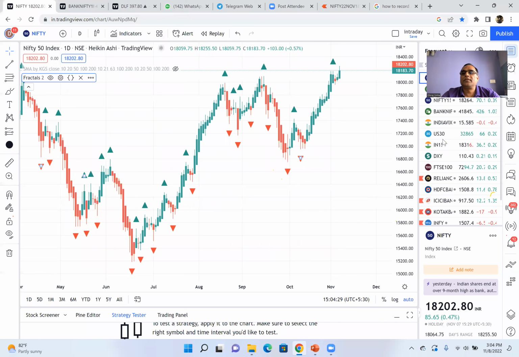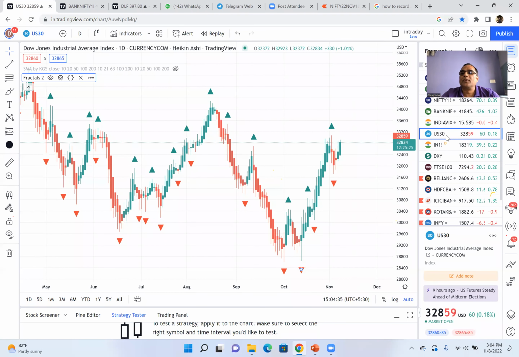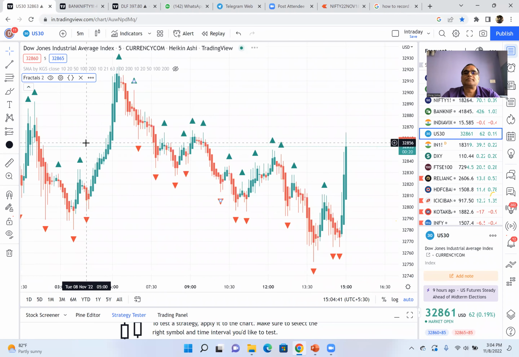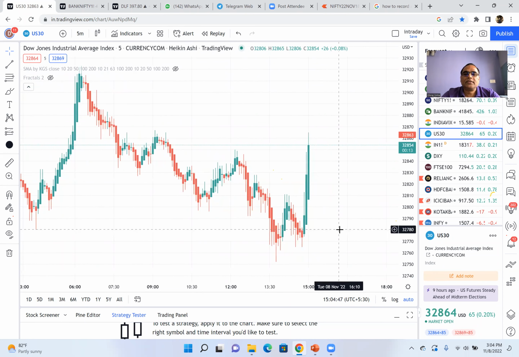Okay, you want to see SGX Nifty. Where is it? Or let's say you look at Dow Jones futures, which is live, right? And you change it to a 5-minute chart. Okay, let me remove the fractals. Okay, so this is your 5-minute chart.